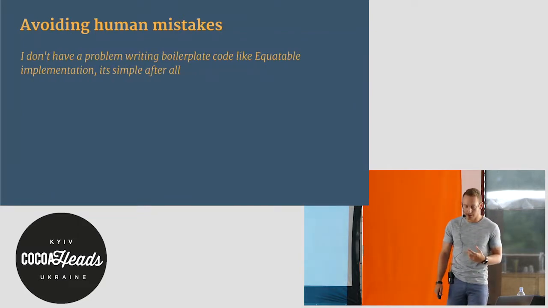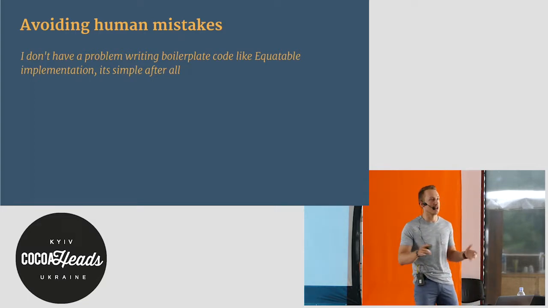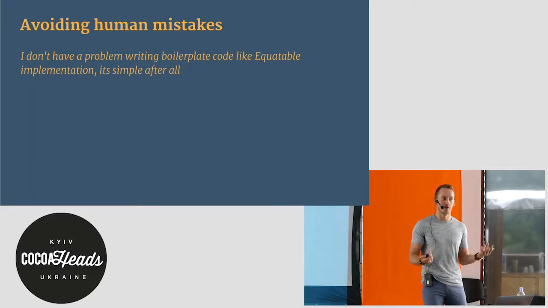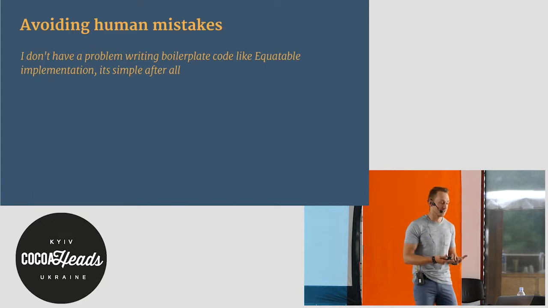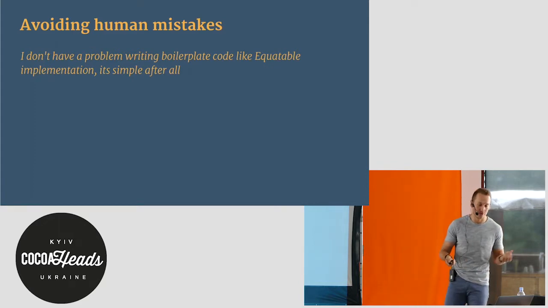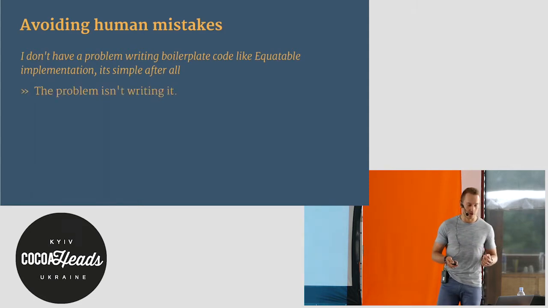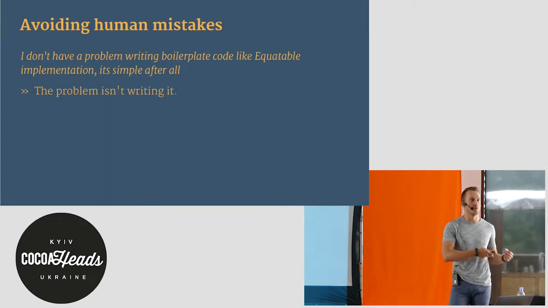And a lot of people, when I released the tool, well, not a lot, a couple of people were saying, like, well, what's the point? I mean, it's generating code. I don't have a problem writing equality. I don't have a problem writing hashing or JSON parsing or data persistence. It's simple after all. It's not really complex. But this isn't about whether it's complex or not. The problem isn't writing it. What's more important is to maintain it.